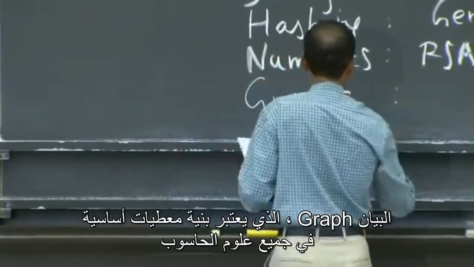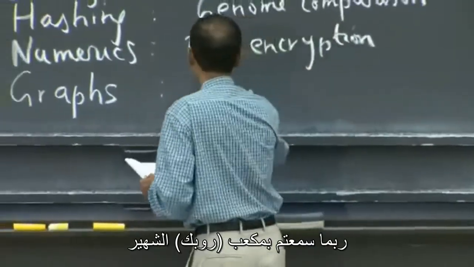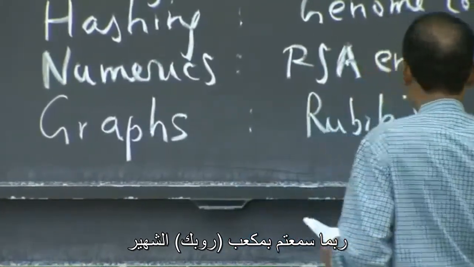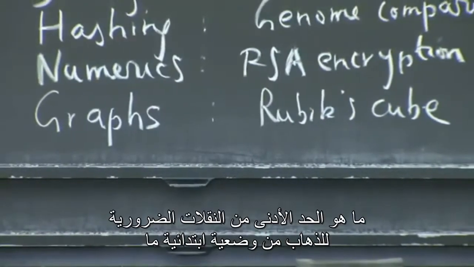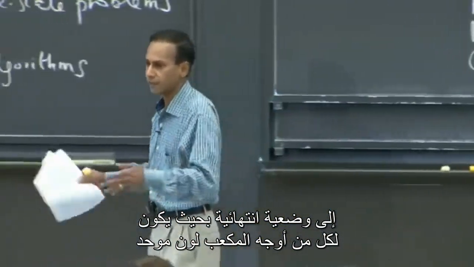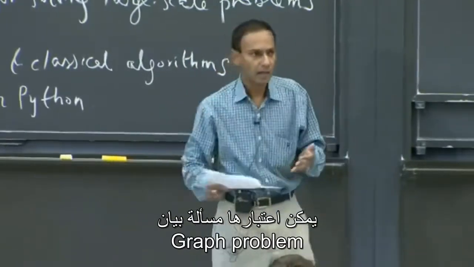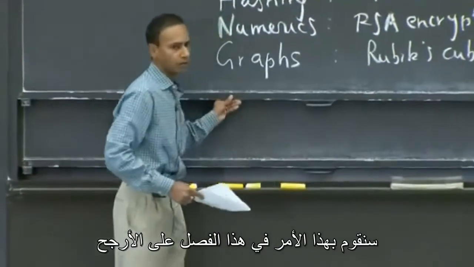Graphs, really a fundamental data structure in all of computer science. You might have heard of the famous Rubik's Cube assignment from 006, a 2 by 2 by 2 Rubik's Cube. What's the minimum number of moves necessary to go from a given starting configuration to the final end configuration where each of the faces has uniform color? And that can be posed as a graph problem. We'll probably do that one this term.